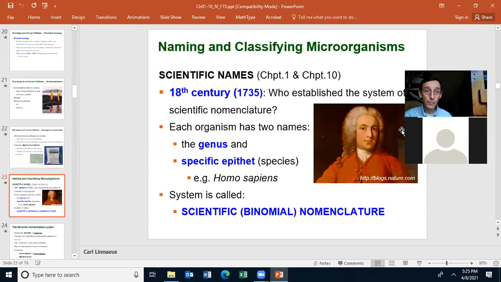If there's no questions, I want to move on to another topic, the naming and classifying of microorganisms. And this topic was begun by this gentleman here, who started it in 1735. You don't need to know the date, but he started the scientific naming and classification system. And here we're talking about the scientific naming system, which is called the scientific nomenclature. And who is this? Who knows that?